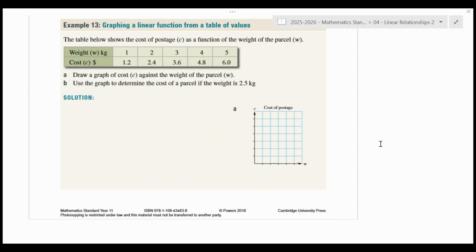Draw a graph of the cost against the weight of the parcel. All we are doing is we are using these points to create ordered pairs. When you're drawing this, you've got to think, well, which one's the independent, which one's the dependent? Well, I'll give you a hint. The cost depends on the weight. So the weight is the independent and the cost is the dependent. Why does that matter? Because you put the weight on the horizontal axis. The independent always goes on the horizontal axis.